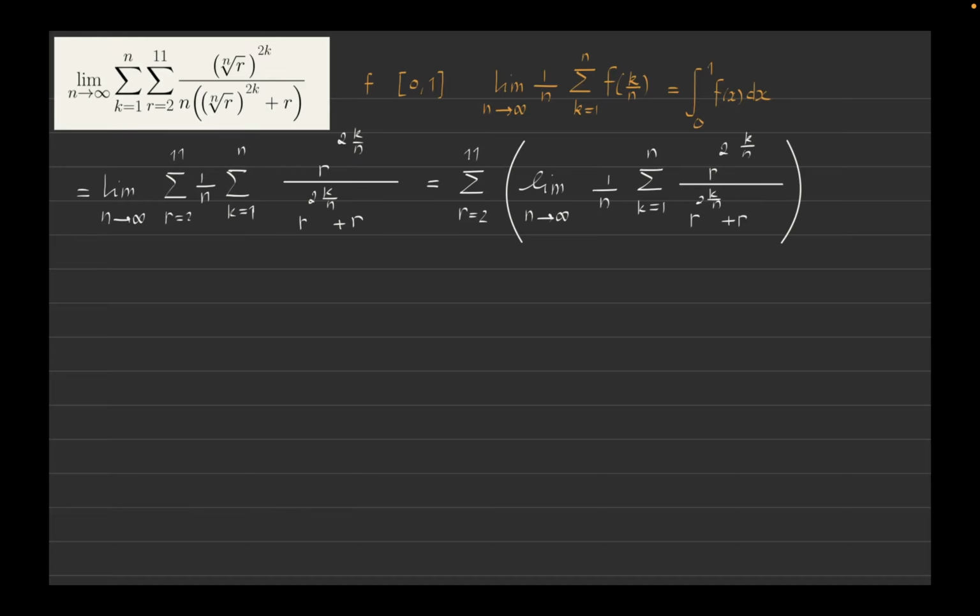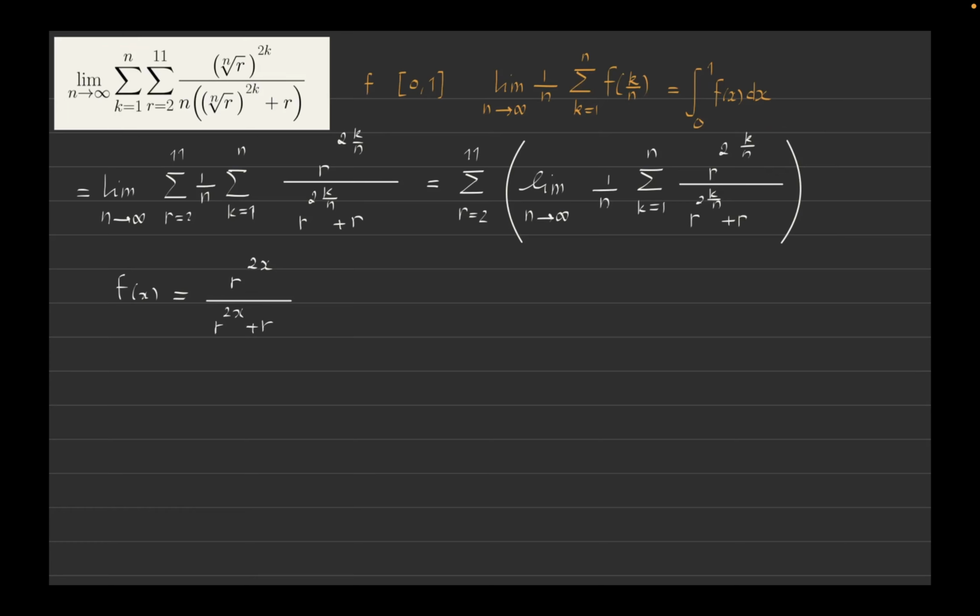Okay, but now compare this one with this formula. So this is going to play the role of f of k over n if it is possible to use this formula to solve the problem. A little bit of comparison, a very simple comparison, shows that what is f of x? f of x is r to the power of 2x divided by r to the power of 2x plus r.